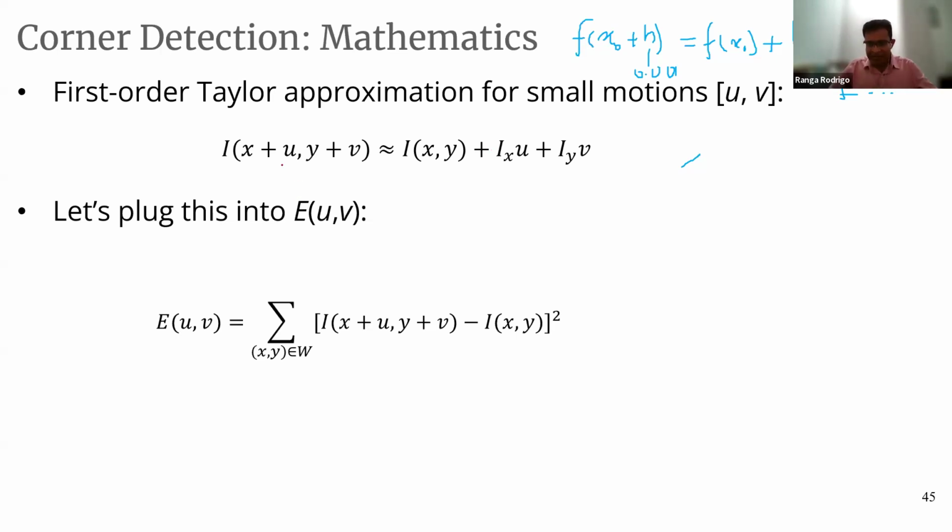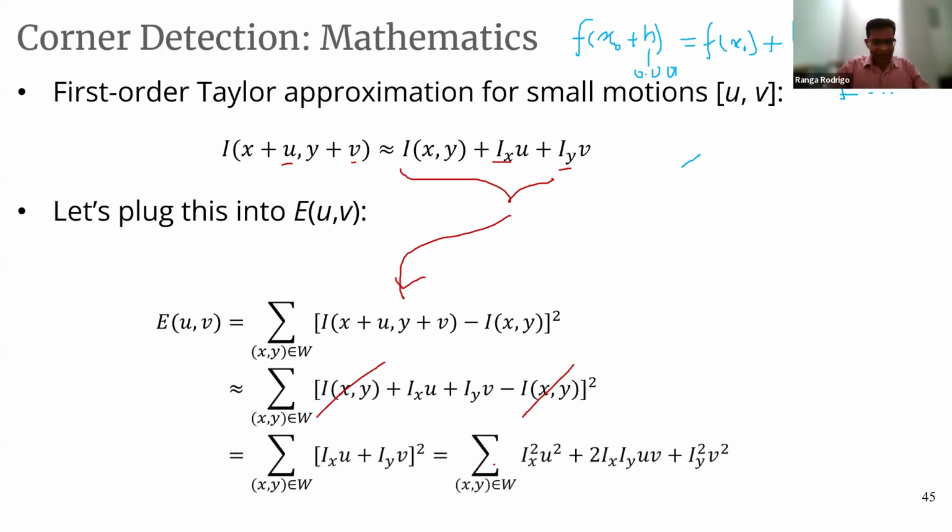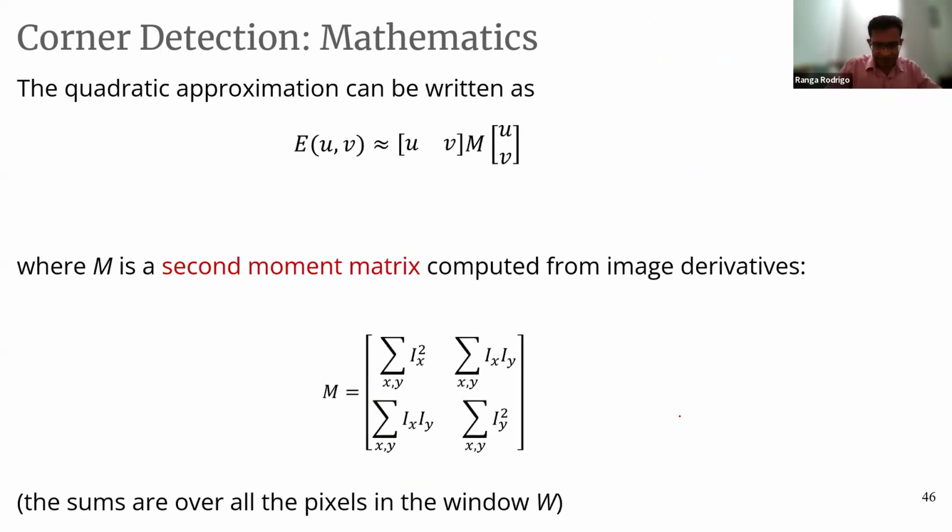Since these are in two dimensions, you have partial derivatives. Ix is the partial derivative in the x direction, Iy is the partial derivative in the y direction, and we know how to compute them using the Sobel operator. Now what we need to do is take this and put it here. When you put it, you can see this I(x,y) cancels off, right? So you have Ix u and Iy v. Then you can expand it like that. I will not go through the expansion, you just have to square it. So you get these terms.